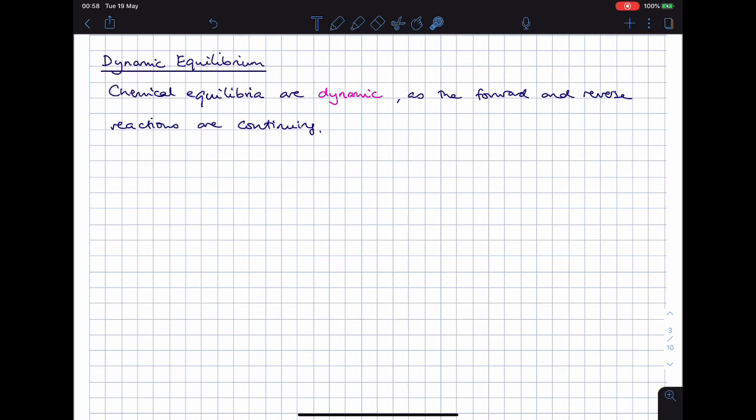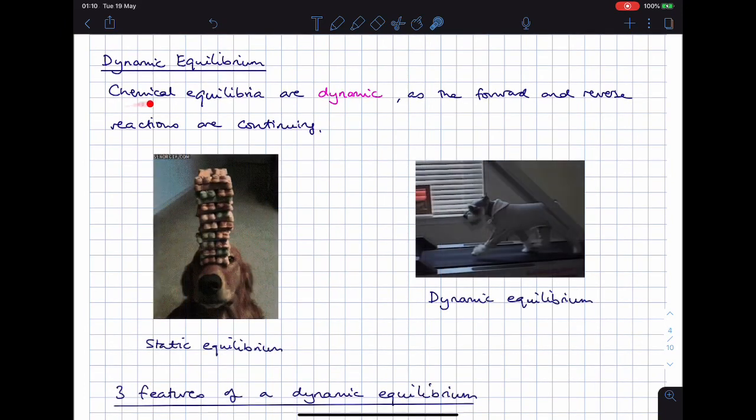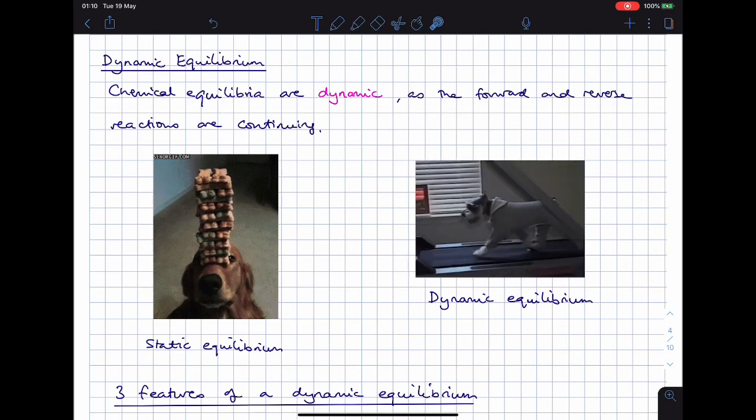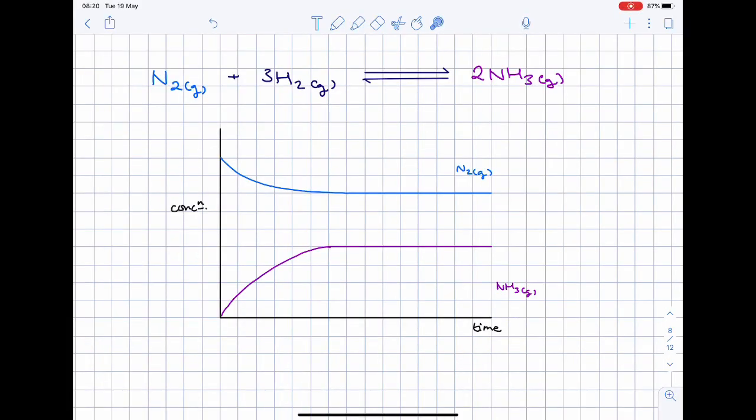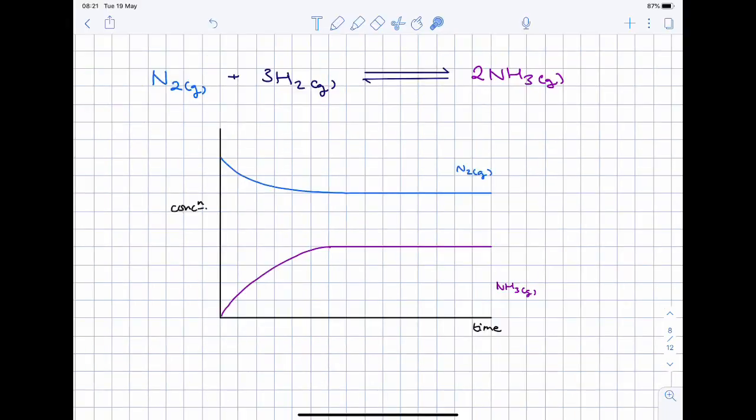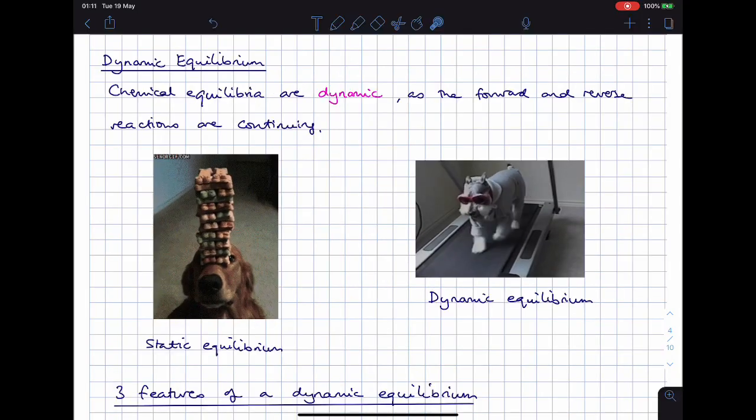I'm going to go back to position of equilibrium later, but before we do that I want to talk about dynamic equilibrium, what dynamic equilibrium is, and you need to know 3 features of dynamic equilibria for the exam. Chemical equilibria are said to be dynamic as the forward and reverse reactions are still continuing. So even though the concentrations of the reactants and the products are not changing over time, this isn't due to the fact the reactions have stopped. The reactions are still continuing, going forwards and going backwards, but the forward rate is equal to the reverse rate.